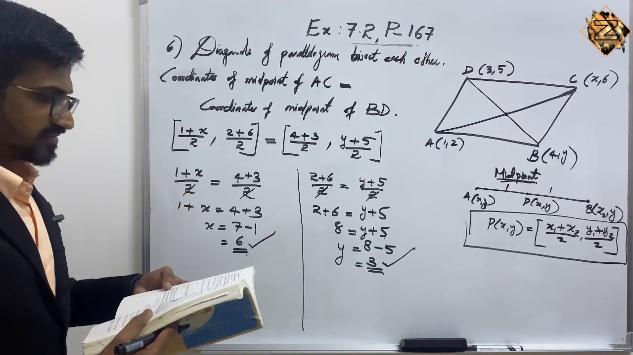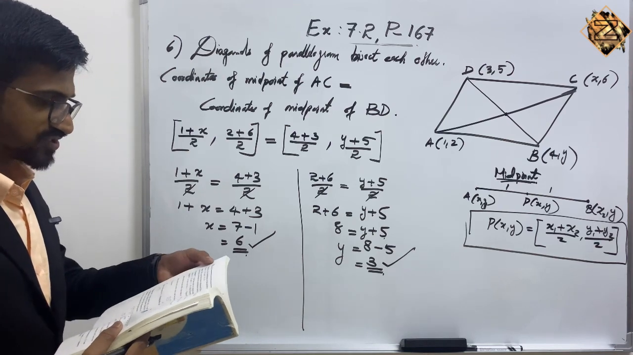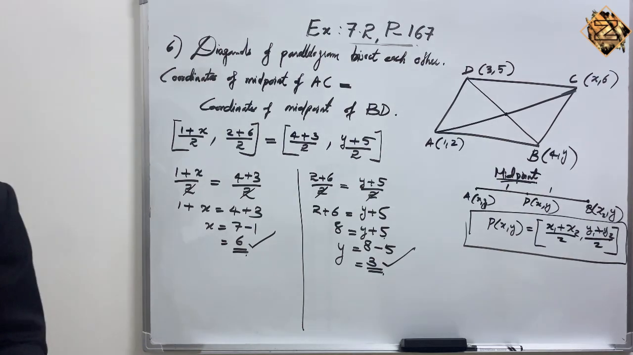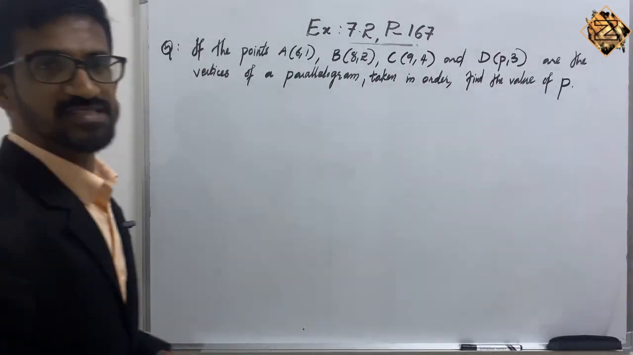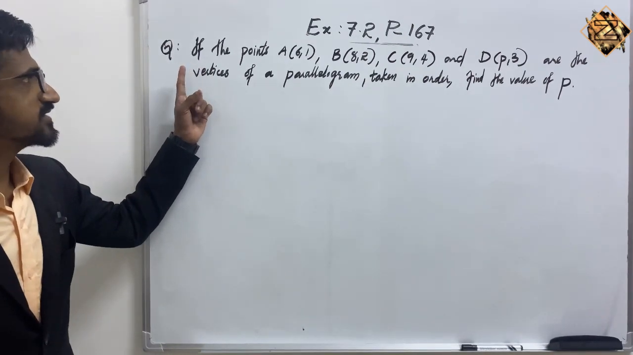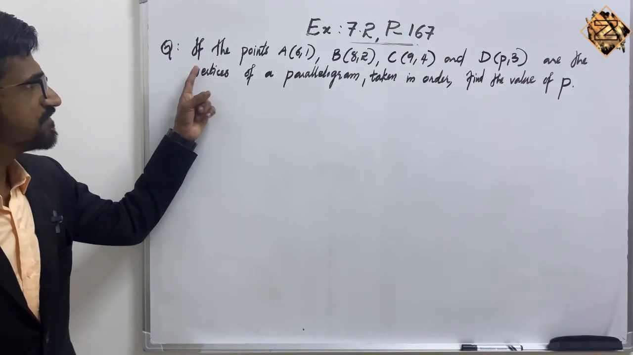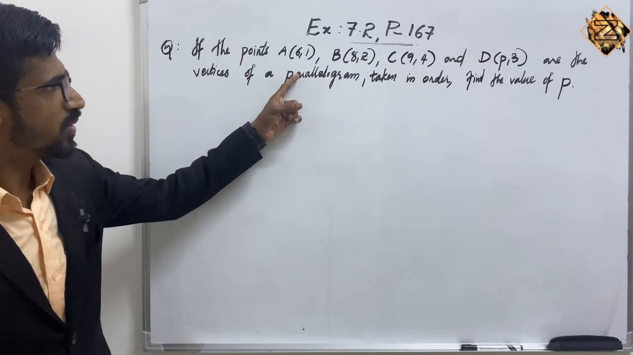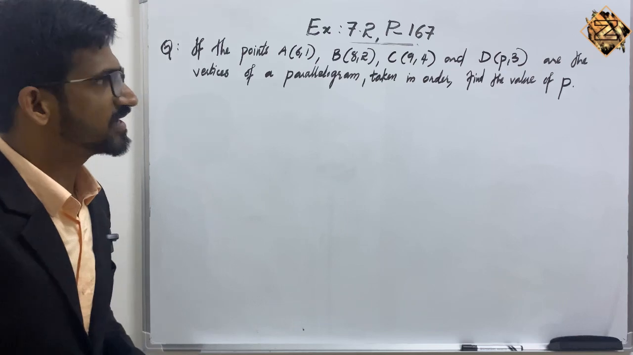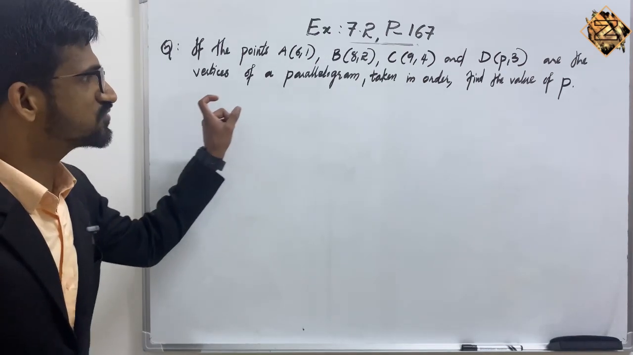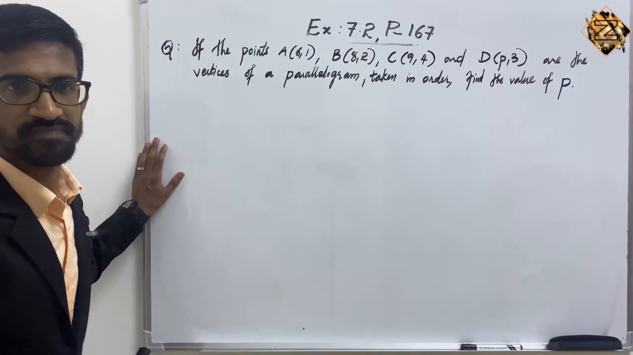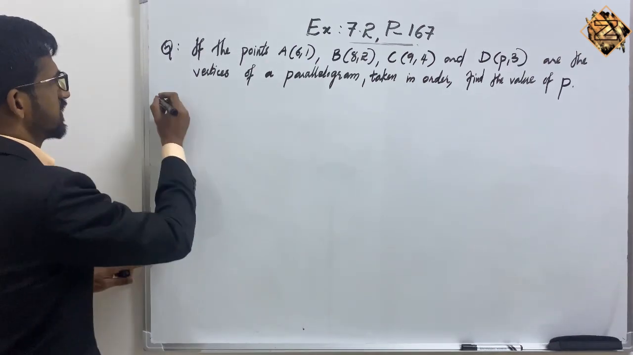There is a similar solved example question on page number 166. Just try that, students. Please take it to your notebook. Thank you. Now students, please look at the solved example question of page number 166. Here is the question. If the points A (6,1), B (8,2), C (9,4), and D (P,3) are the vertices of a parallelogram taken in order, find the value of P. It is a similar question to the previous question. Answer.